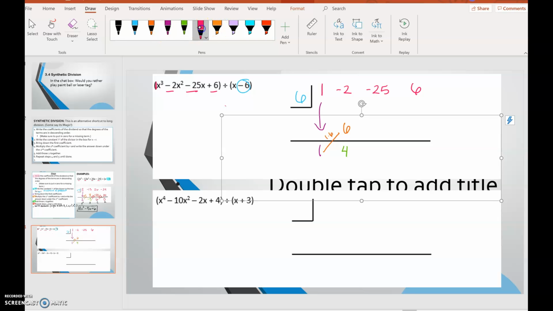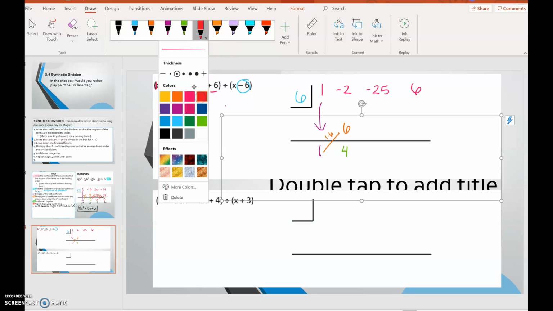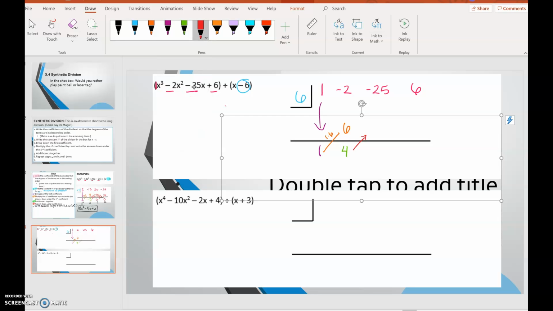So 4 times 6 would be 24. Add those together and we get -1. Multiply that one by 6 and we get -6. And then 6 plus a -6 would be 0.